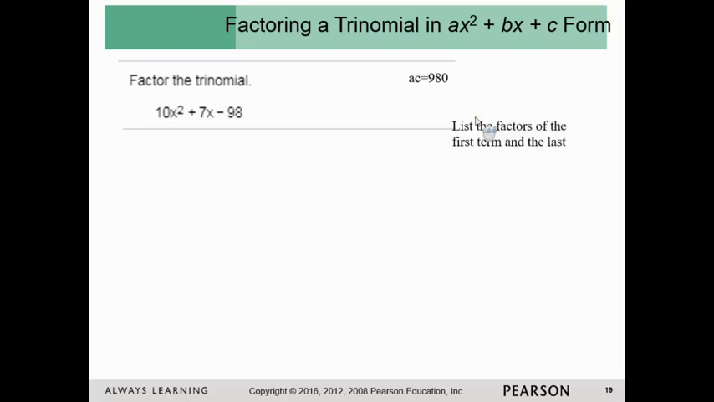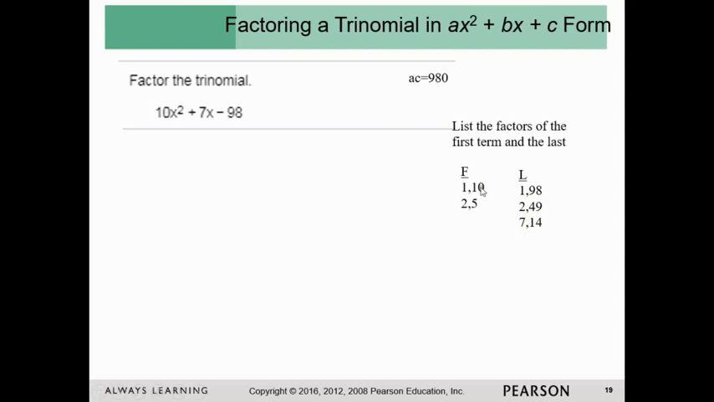So what we're going to do here is list the factors of the first term and the last term. So the first term is 10, right? So the factors of the first term are 1 and 10 and 2 and 5. I indicate this by the F for the first term. Then I list the factors of the last term, which is 1 and 98, 2 and 49, 7 and 14. A lot fewer factors to deal with here.